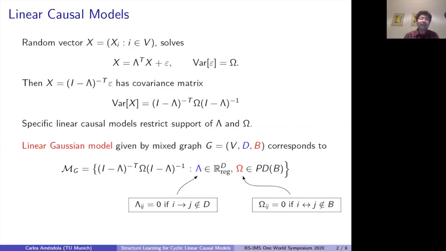Indeed, we define a linear Gaussian model given by a mixed graph as a set of parametrized covariance matrices so that lambda has support determined by the directed edge set V, and omega has support given by the bidirected edge set B.